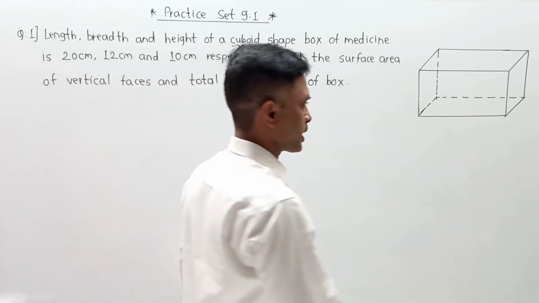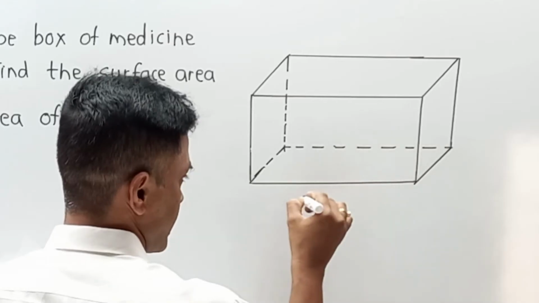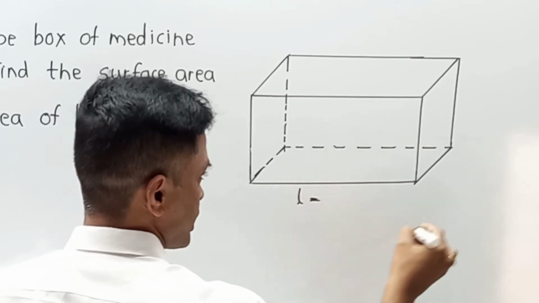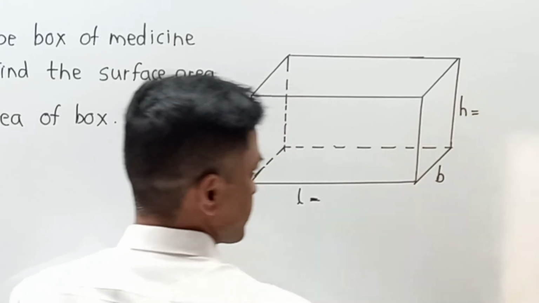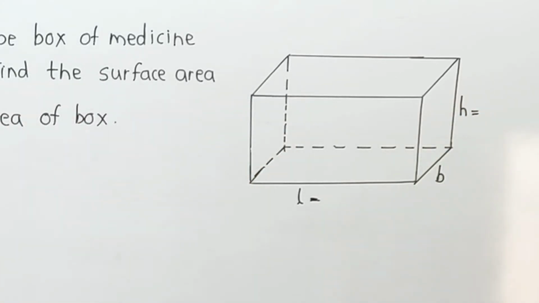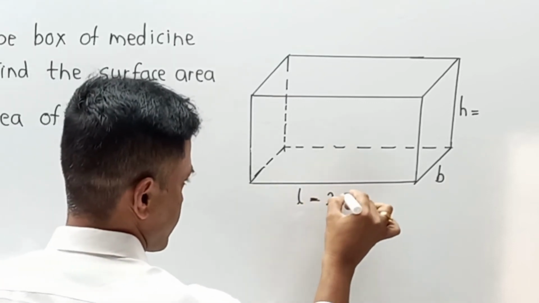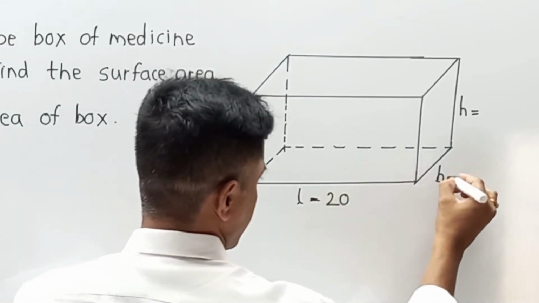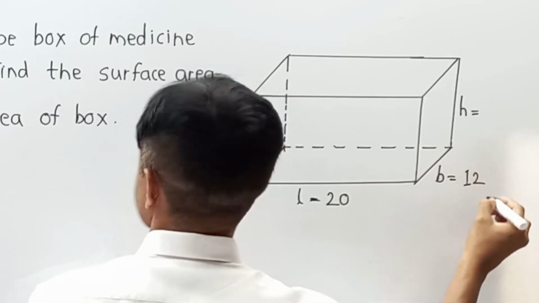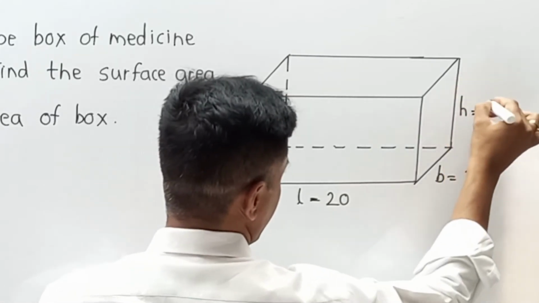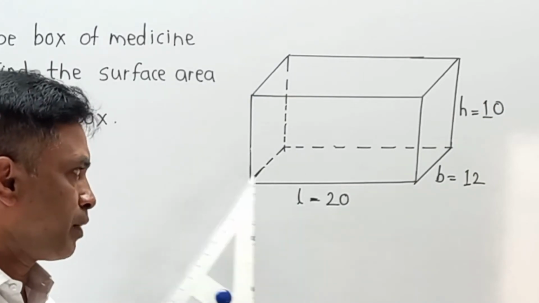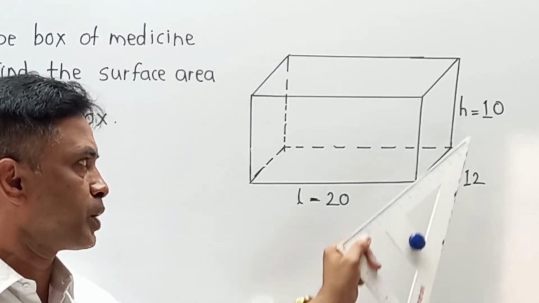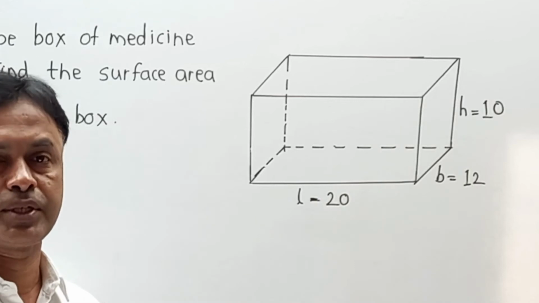So according to this diagram, this is the L or length, this is the breadth, and this is the height of that cuboid shape. Then according to this diagram, they have given length as 20 centimeter, breadth as 12 centimeter and the respective height as 10 centimeter. So our length is 20, breadth is 12 and height is 10 centimeter.